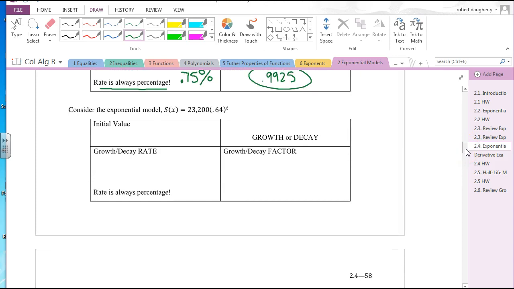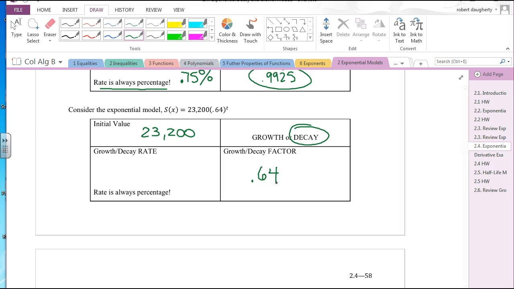23,200 times 0.64 to the t. What is the initial value? 23,200. You should really never miss this from now on. Okay, it's as hard as copying the number that you see in front of the exponent into the box. Okay, is this growth or decay? This is decay because that number inside the parentheses is a number that's smaller than 1. Now, what is the growth or decay rate? Or which is easier to figure out here, the factor or the rate? Okay, the rate is a percentage. Yeah, the factor is already there. The factor is what, Maddie? 0.64. It's that number inside the parentheses, okay?